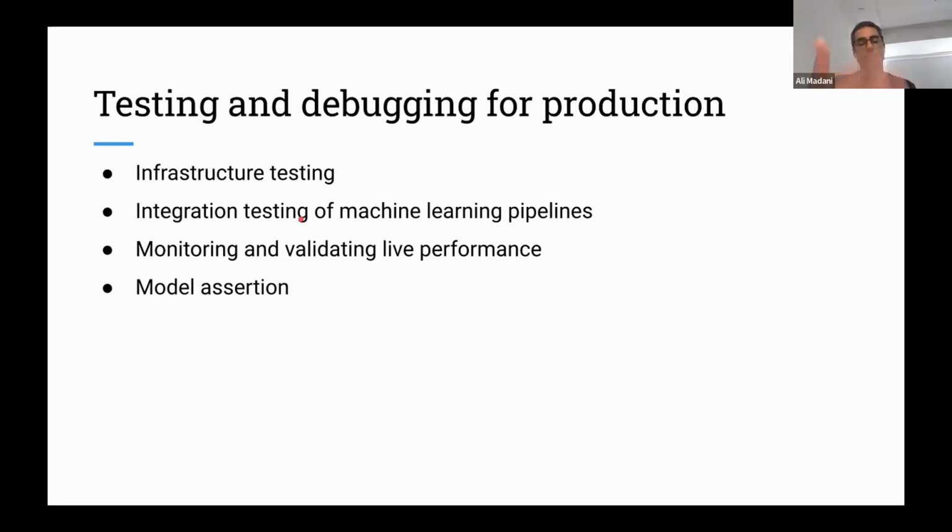There are many different topics, and this is just some examples, some extra examples related to engineering. And as I said, you don't need to become expert in these, but you need to be aware of them and become expert in some of them that would be relevant to your roles and to your projects. For example, we have infrastructure testing, integration testing in machine learning pipelines, monitoring and validating live performance, which is very important to make sure the model is working as expected in production state, and also model assertion. So these are just some examples, as I mentioned.